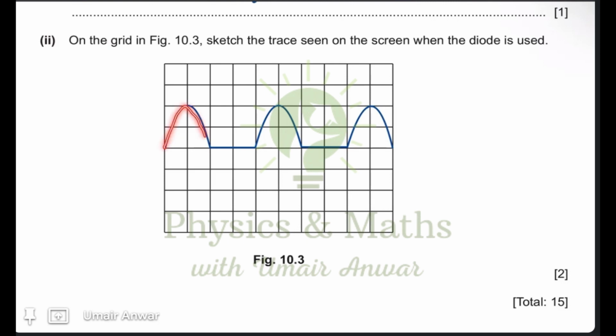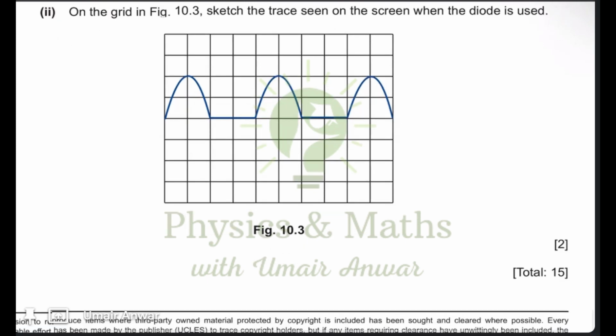Only positive cycles would be allowed to pass through the diode. When the negative cycle comes, diode is not conducting, so the current has become zero. And again, a positive half cycle. For negative, it is zero. Again, a positive half cycle. This is the altered waveform of the given signal.